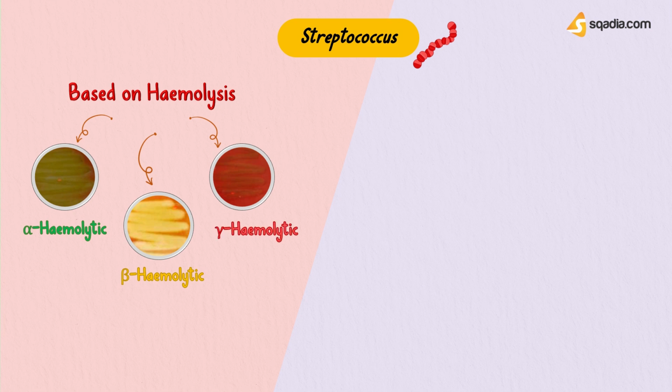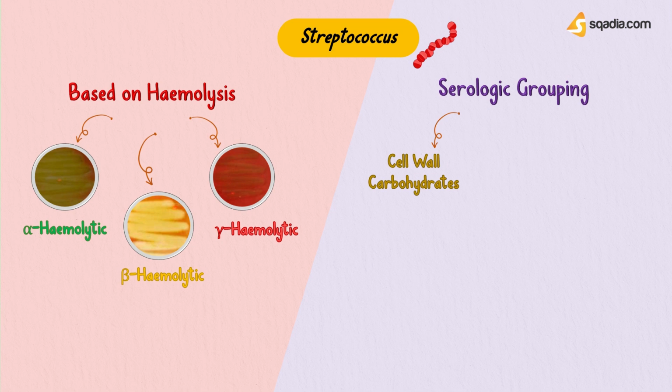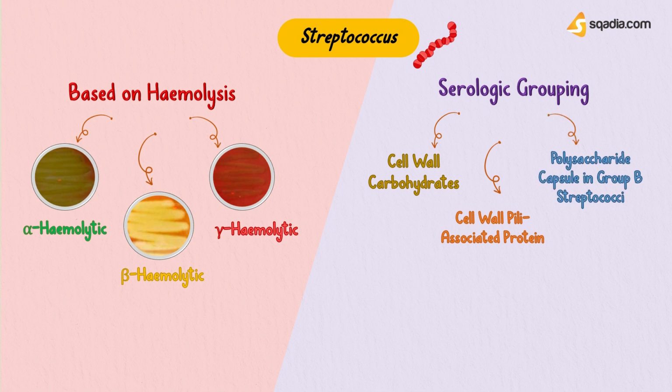While there's another system of classification, serologic grouping is based on antigenic differences in cell wall carbohydrates, group C to V, in cell wall pili-associated protein, and in the polysaccharide capsule in group B streptococci.